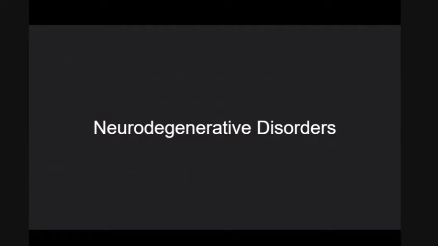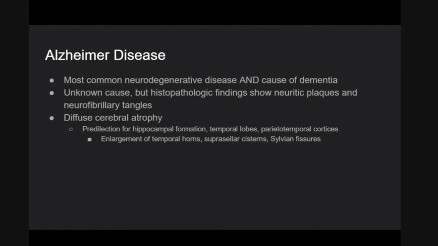Finally, moving to neurodegenerative disorders, we have Alzheimer's disease, which is the most common neurodegenerative disease and cause of dementia. The cause so far is still unknown, but histopathologic findings show neuritic plaques and neurofibrillary tangles. On imaging, this will appear as diffuse cerebral atrophy with predilection for the hippocampal formation, temporal lobes, and parietotemporal cortices, which can present as enlargement of the temporal horns, the suprasellar cisterns, and sylvian fissures.